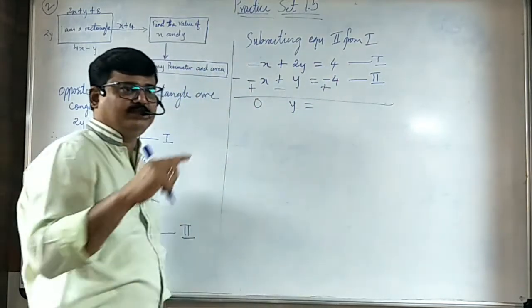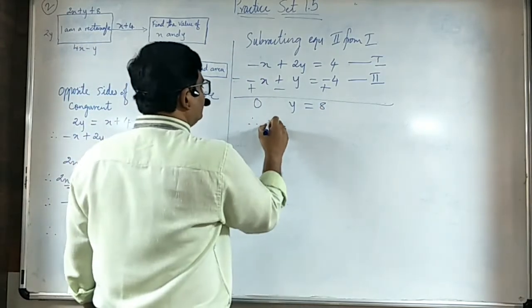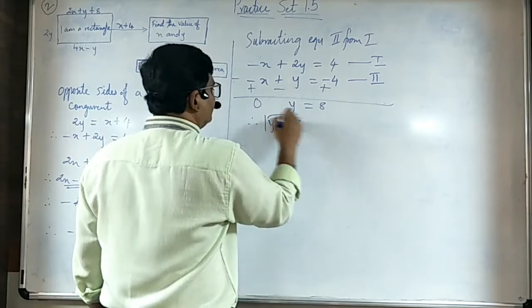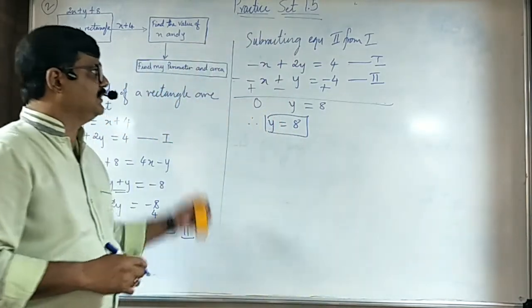Now it is not minus 4, it is plus 4. So 4 plus 4, you will be getting 8. Therefore you are getting y is equal to 8. You got the value of y is 8. And everybody knows very well, this is the second step I finished.